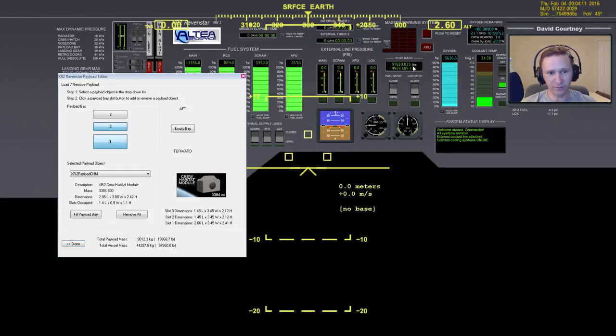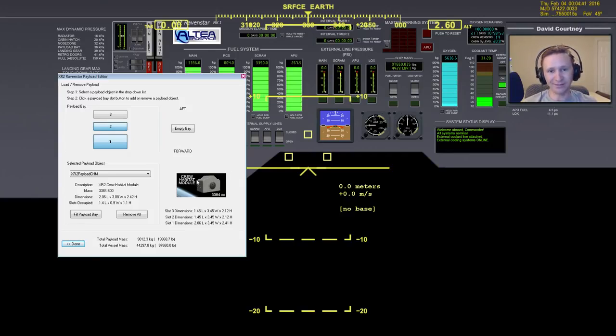Look over here at the ship's mass in kg. When I take this out, notice that the mass dropped by 4,000 kg. And when I put it back in, we go from 40, whatever the number is, to 44. So it's a pretty heavy object to put in. The idea of the Crew Habitat Module is that it's basically living quarters or maybe science experiments or things like that for the crew.